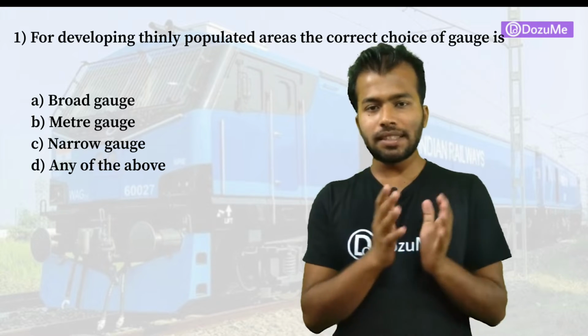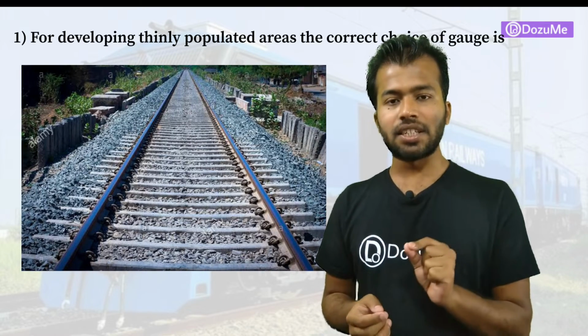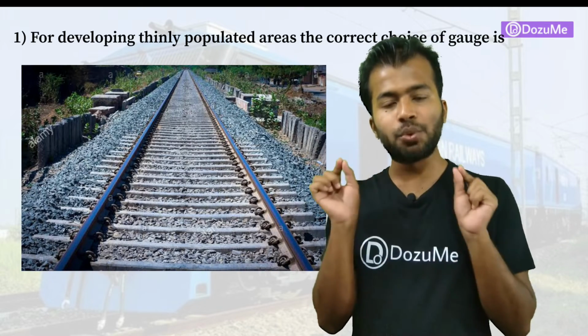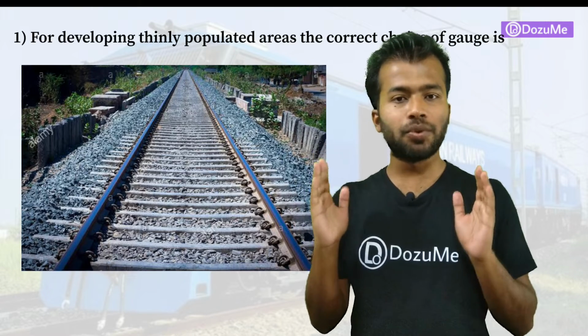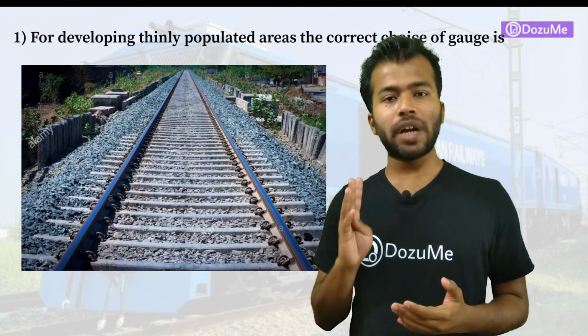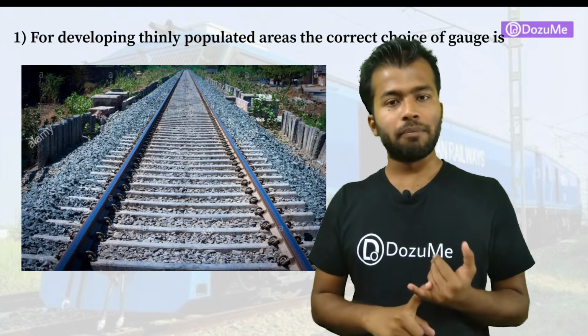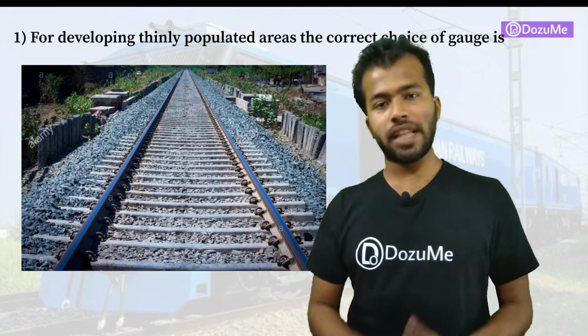So what is gauge distance? At first we have to understand this. Gauge distance is the parallel distance between two rails. Okay, and depending upon this distance, there are 4 kinds of rails. Number 1, broad gauge, meter gauge, standard gauge, and the last one is narrow gauge.